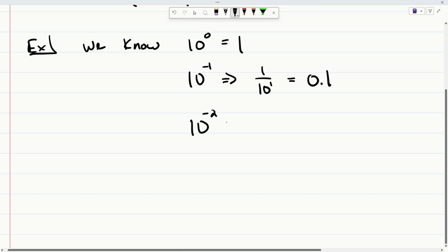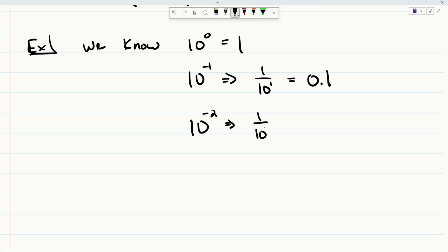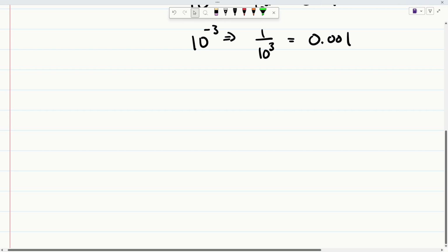Now, let's develop a pattern here so we can at least get some understanding. 10 to the negative 2 is the same as 1 over 10 to the second, which is 0.01. And we'll do one more, because I think now you can start to see the pattern. 10 to the negative 3 is really 1 over 10 to the third, which is really 0.001. So what we're developing here are all the decimal places.